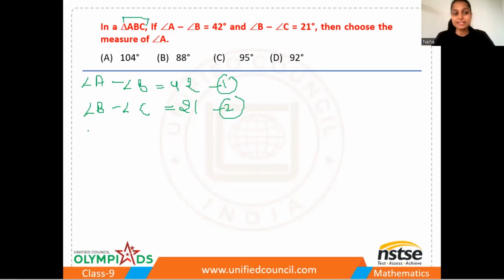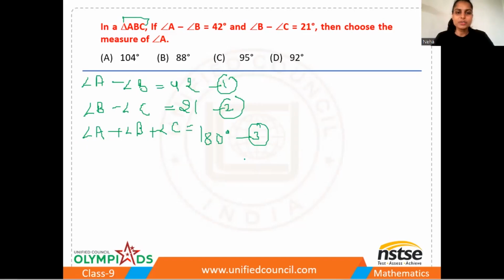So if ABC is a triangle, then I can say that angle A plus angle B plus angle C equals 180 degrees, right? This is your equation number 3. Perfect. Alright. So now we have 3 equations and 3 variables, so we can easily find out the values, right?